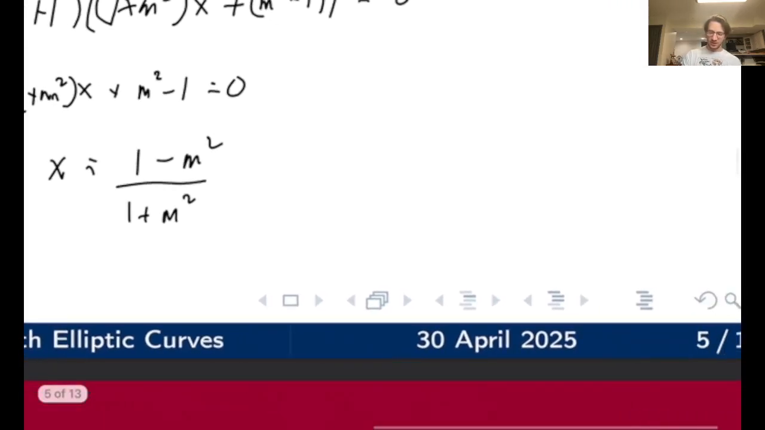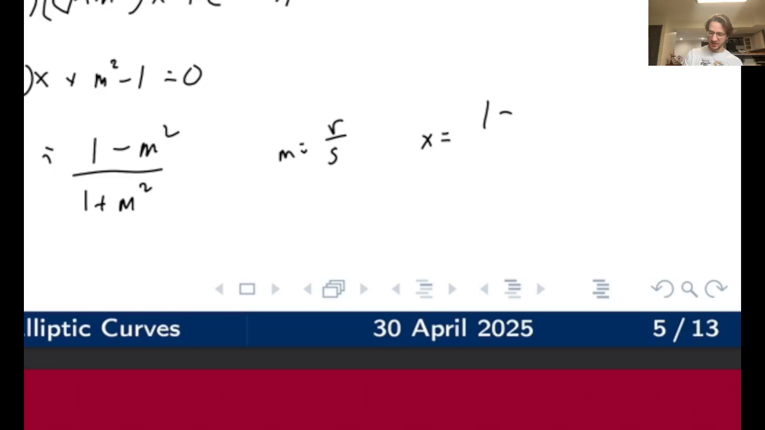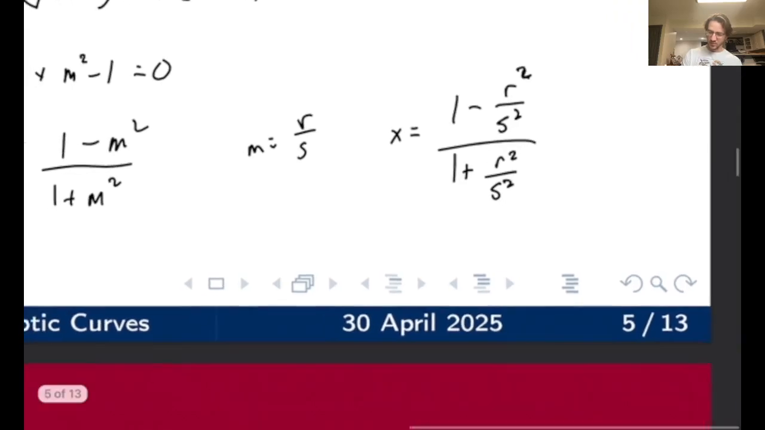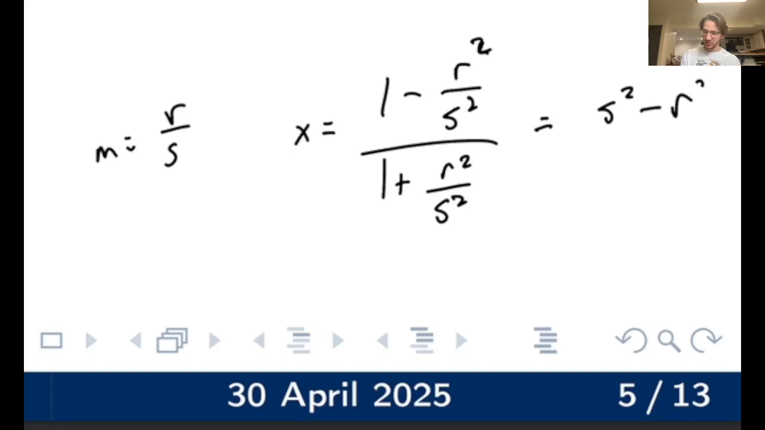And now if m equals r over s, then this tells me that x equals (1 minus r squared over s squared) over (1 plus r squared over s squared). Multiply top and bottom by s squared, and I get (s squared minus r squared) over (s squared plus r squared).